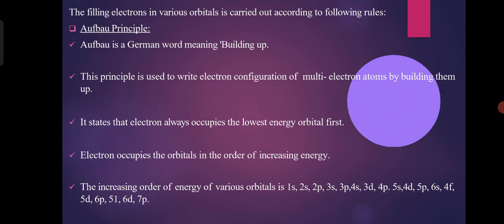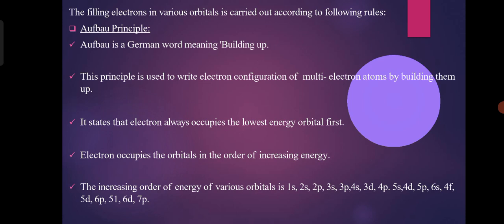The filling of electrons in various orbitals is carried out according to the following rules. Electrons get filled according to the Aufbau principle, Pauli's exclusion principle, and Hund's rule of maximum multiplicity. So when electrons are filled in an atom, they obey these three rules. From these three rules, today we discuss the Aufbau principle. Aufbau is a German word meaning building up.